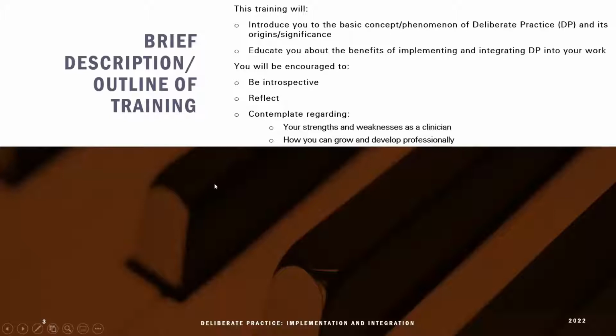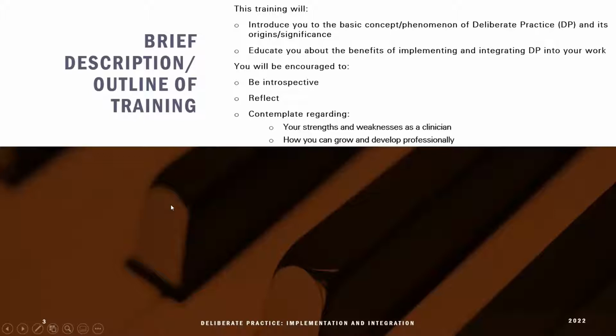This training, so a brief description and outline of what this training is all about: it's going to introduce you to the basic concept and the phenomenon of deliberate practice, or DP, and its origins, its significance, and it'll educate you about the benefits of implementing and integrating DP into your work.